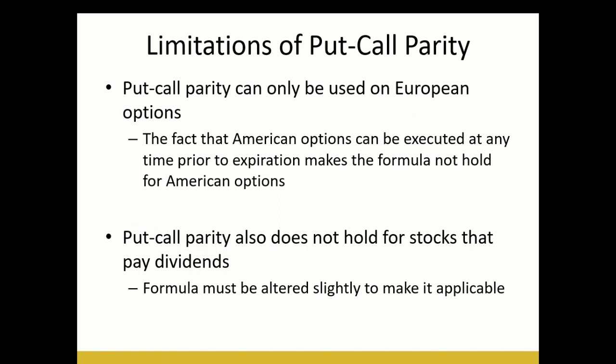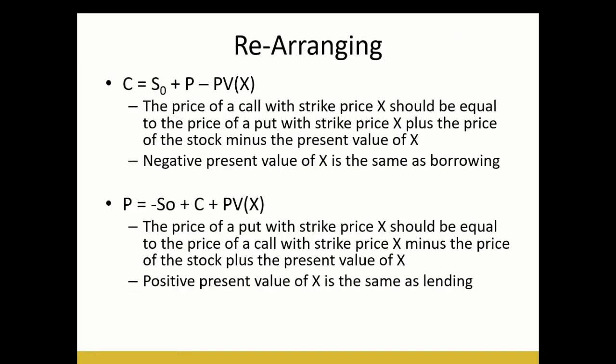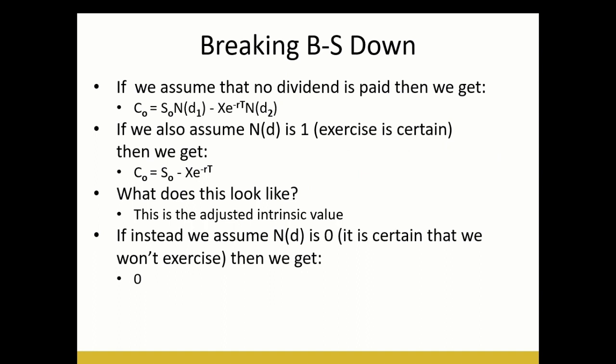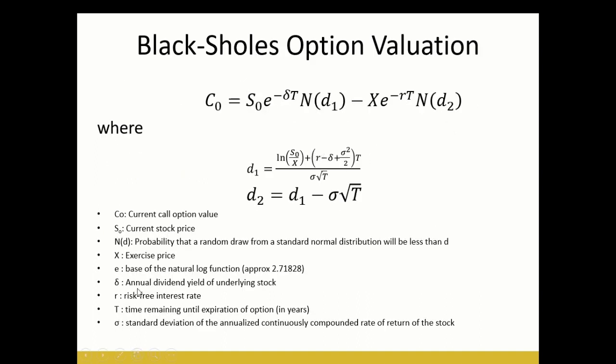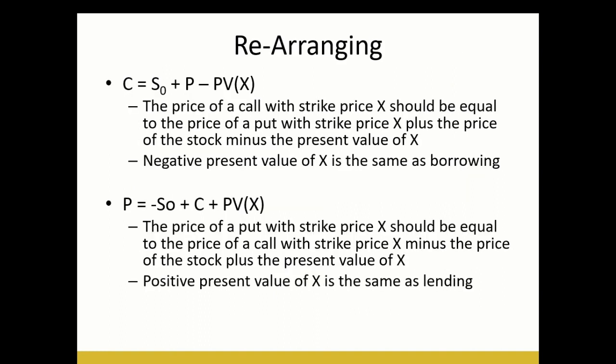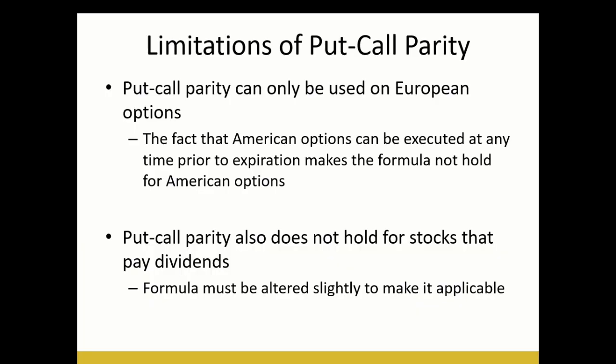We also need to know a little bit about the limitations of the put call parity. Just like the Black-Scholes option pricing model, the put call parity can only be used on European put options or European call options. And the put call parity also does not hold for stocks that pay dividends. For the Black-Scholes model, we did account for dividends: if you look at those variables, there is an annual dividend yield of the underlying stock. But for put call parity, we did not assume any dividend paying activities for the underlying stocks. So these are the two limitations of the put call parity, and this is also the end of our class.